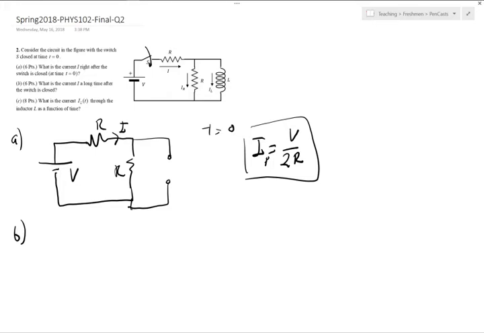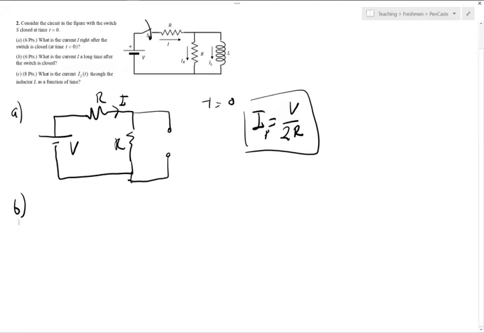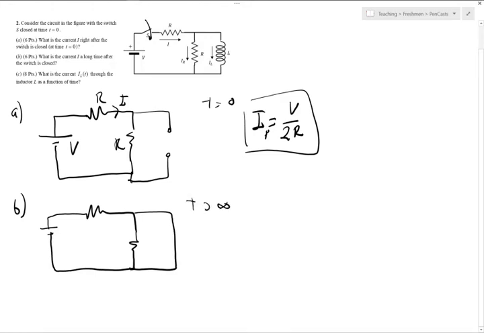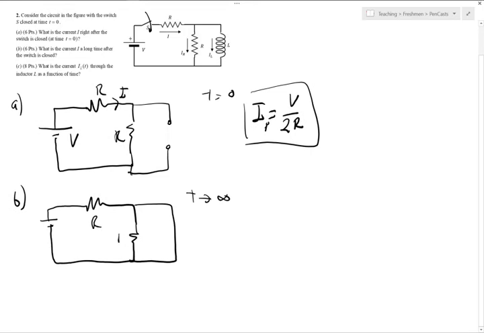After a very, very long time, the switch is closed. Then the inductor now becomes as if it's just a short circuit, right? It resists the change of current. So there will be a value of current which is constant, and there will be no potential across it. So now it's as if I have a short circuit here. This is t going to infinity. When I have this short circuit, there is no current on the second resistor. So all the current runs from the first resistor. This is V. So I final will be V over R.